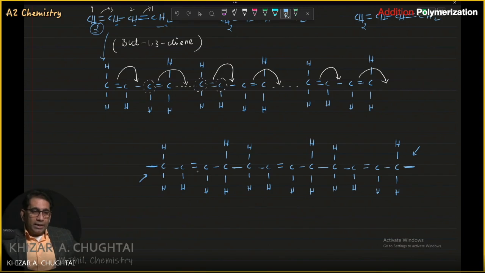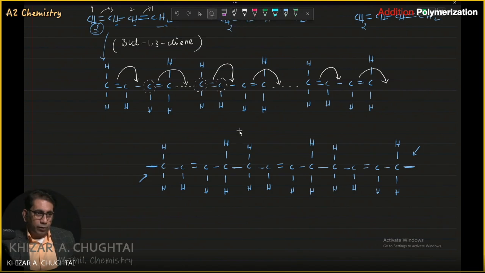So, this is the polymer, but it still has a carbon-carbon double bond. So there may be further complex chemistry of this molecule. These double bonds may be shifted with their own neighboring chain, like that.